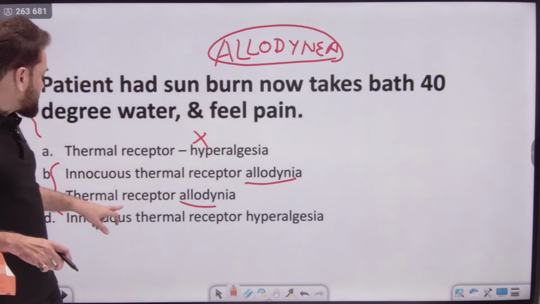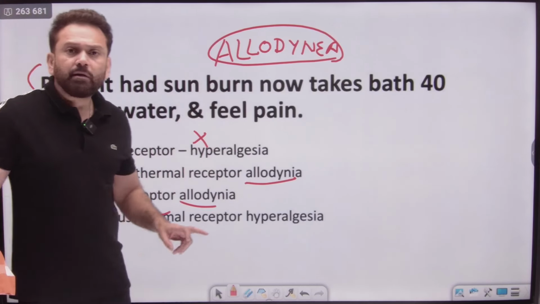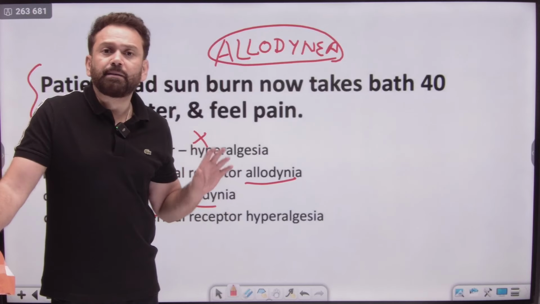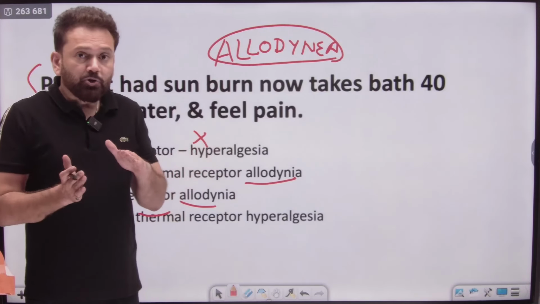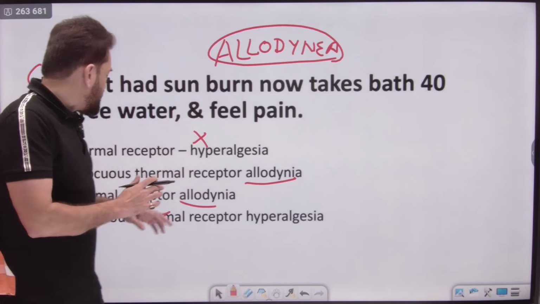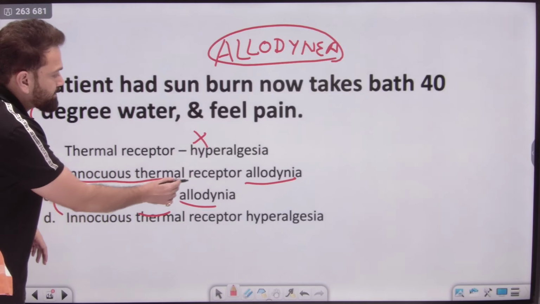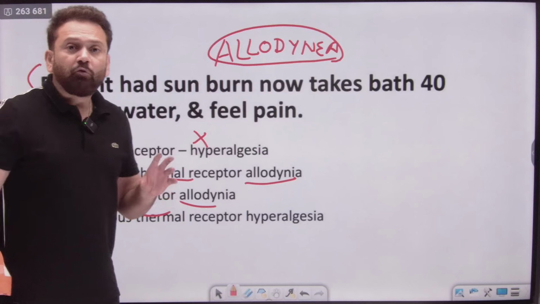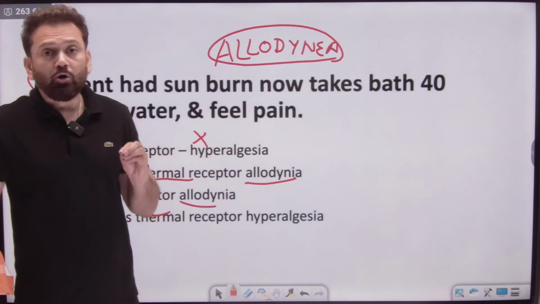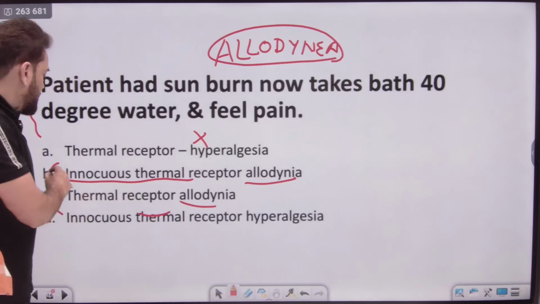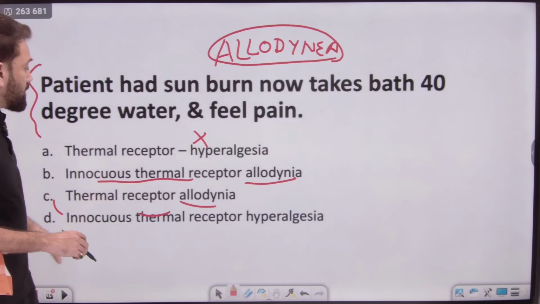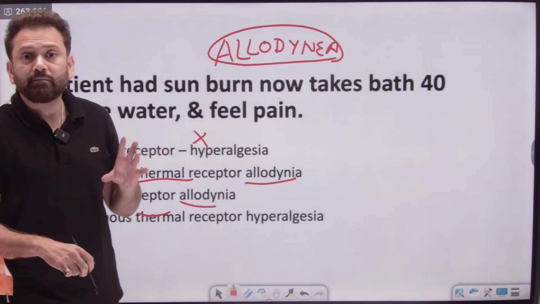So if I ask what is thermal receptor allodynia, if any temperature is causing me pain, irrespective of whether it should cause pain or not, it can be there. But with innocuous thermal receptor allodynia, normally 40 degrees Celsius should not cause pain, but it is causing me pain. So the answer will be innocuous thermal receptor allodynia, not thermal receptor allodynia.